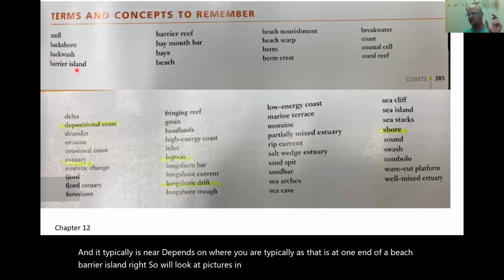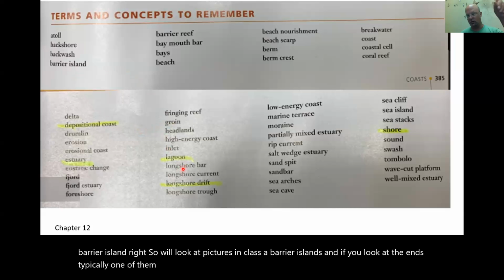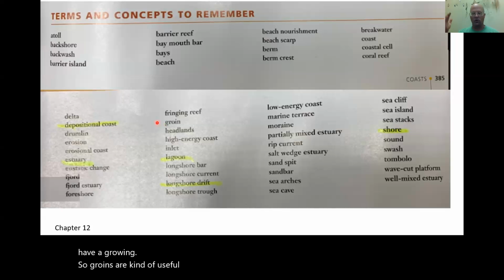If you look at the ends, typically one of them, depending on if the current is going north or south, you'll have a groin. So groins are kind of useful to know kind of where the currents are going.